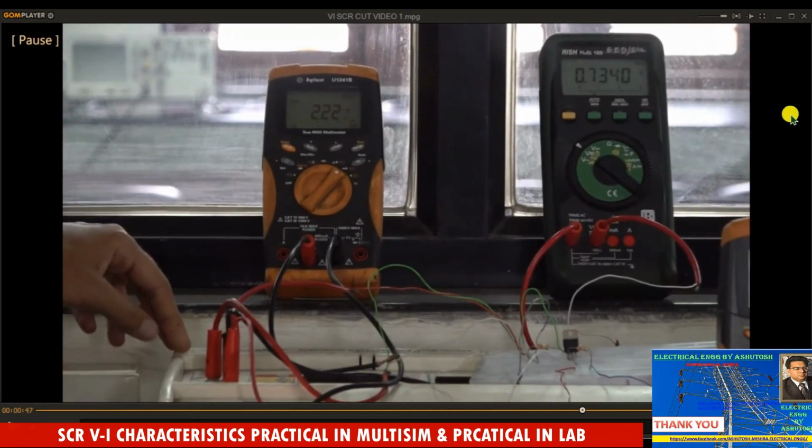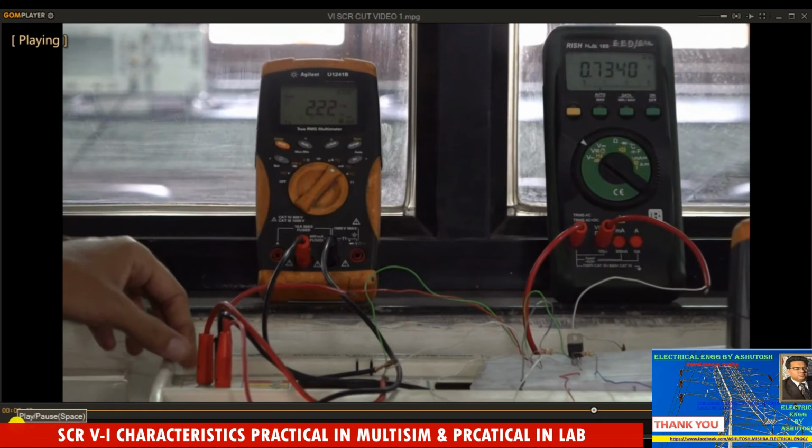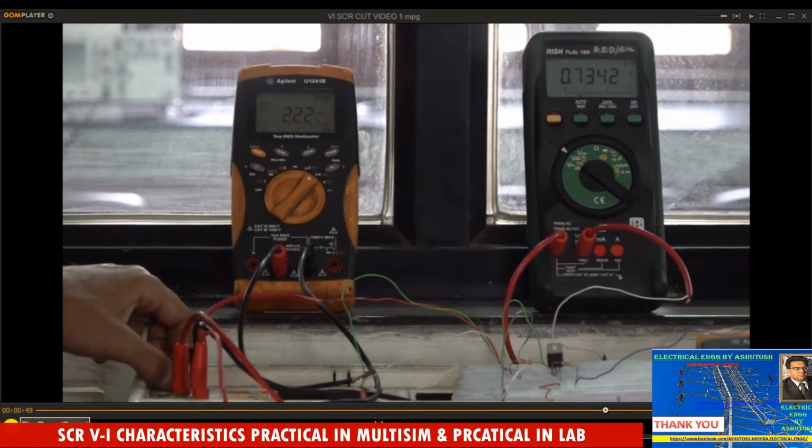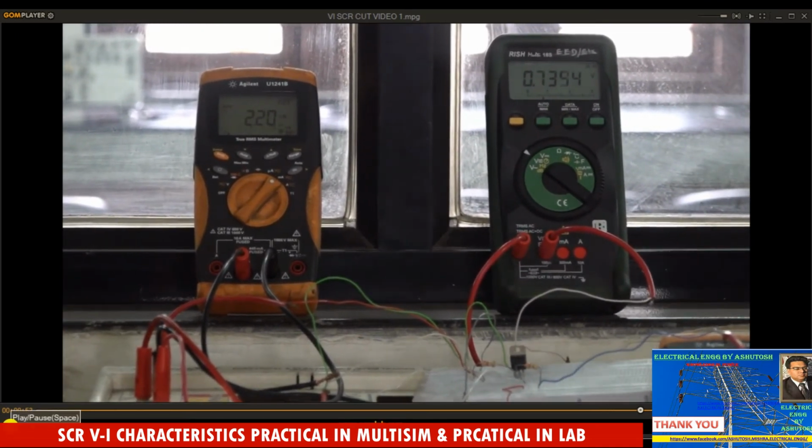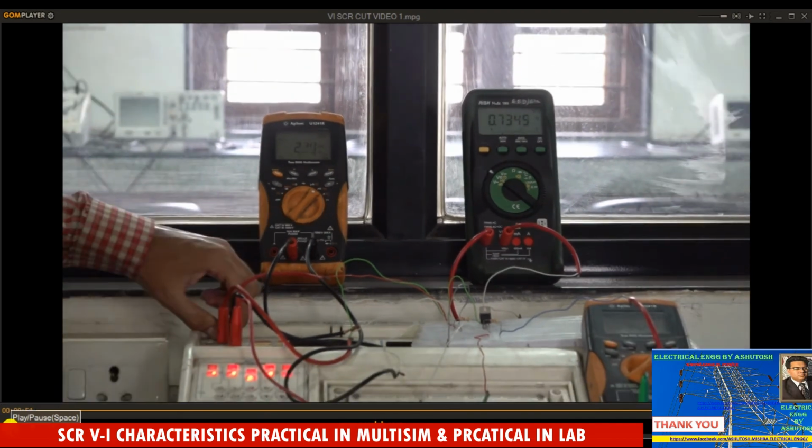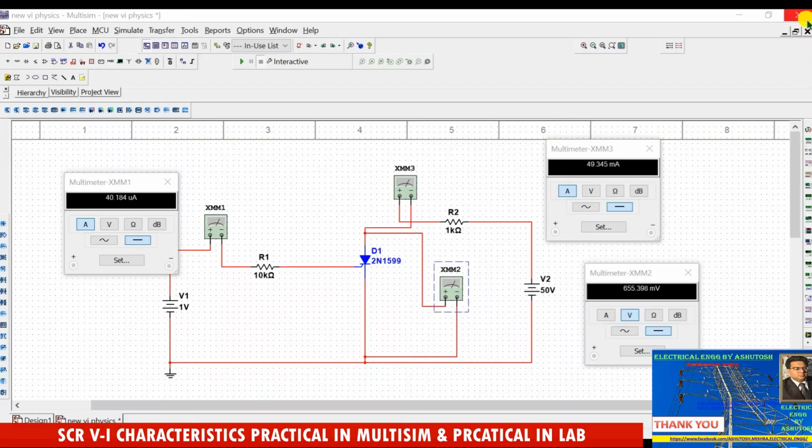Now as you can see over here guys, the anode to cathode voltage across the SCR becomes approximately 0.73, and this current is the anode current. This is shown over here, 2.22 milliampere. This is the anode current, and that is also called the latching current.